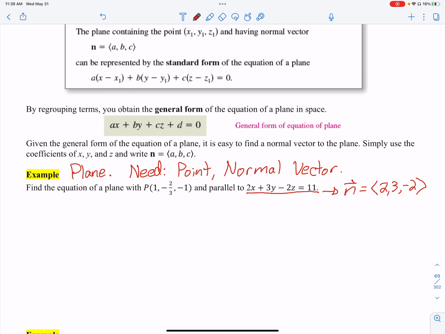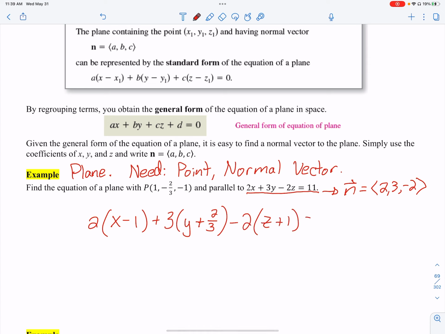All right, so we have that, and we want to create an equation of the plane. I have both of those, so I just fill it in. So 2 times x minus 1, that comes from here, plus 3 times y plus 2/3, that came from the middle point component, and then minus 2 times z plus 1 equals 0. That was standard form.